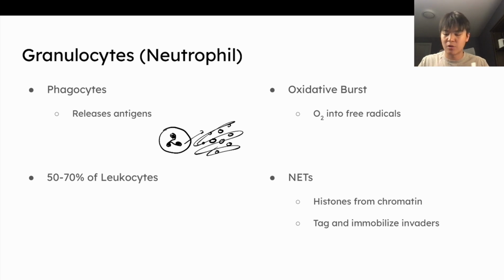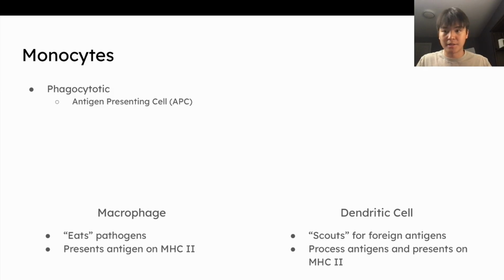So phagocytes, what exactly is that? Well, they're cells that eat, right? But they're not the only cells that eat. You've probably heard of something like macrophages before, right? That's where we go to monocytes. Now, monocytes are both phagocytotic, but they're also called antigen-presenting cells. And what does this mean?